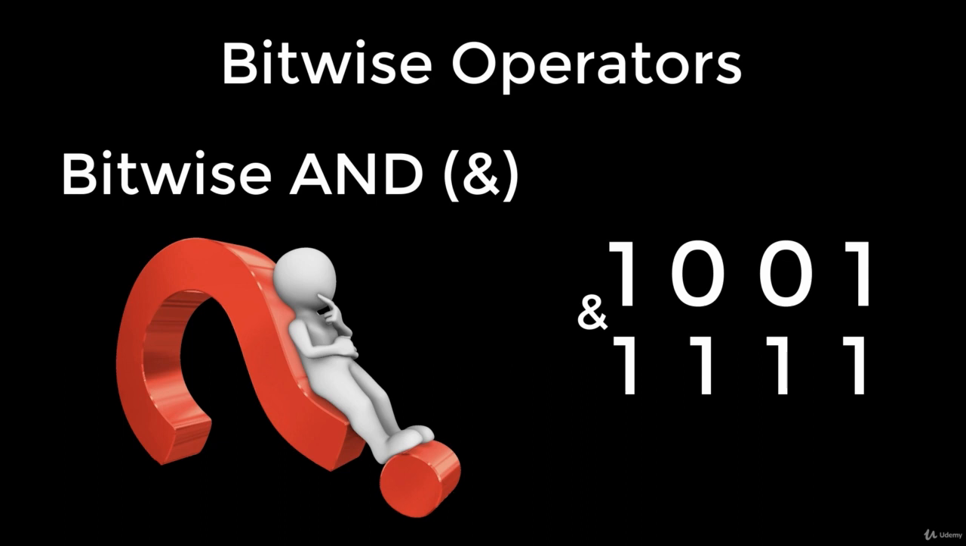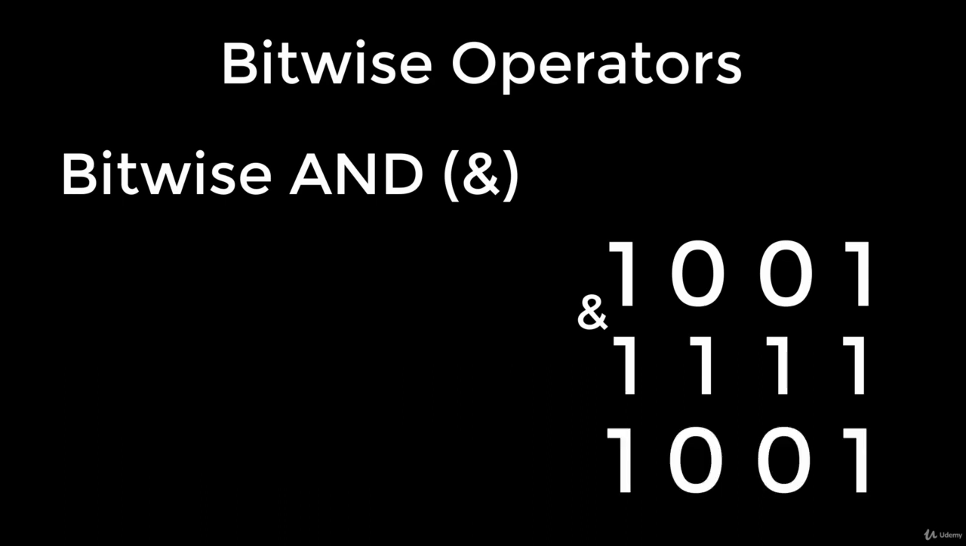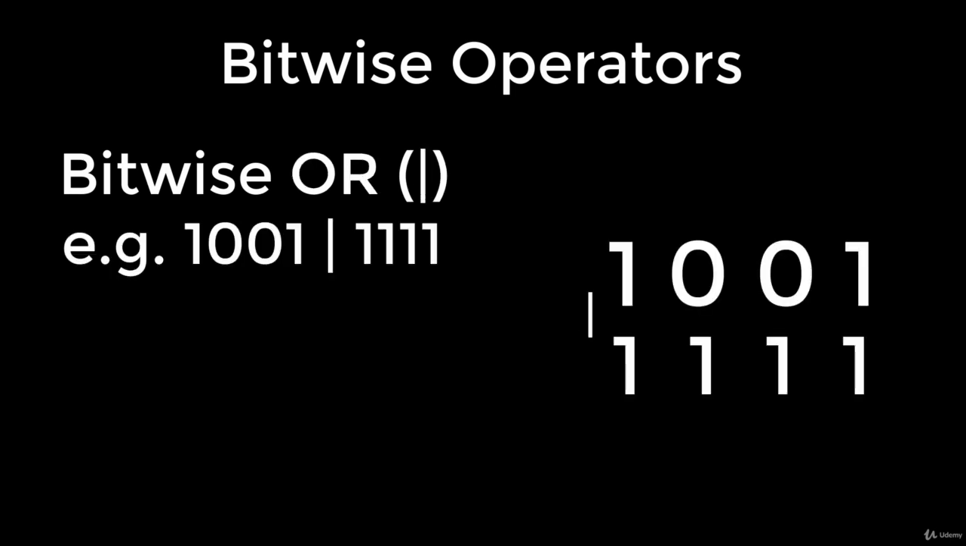How did you go? Did you get 1001? Notice the only time you will end up with a 1 is when both of the other two bits are set to 1. The bitwise OR operation combines the individual bits with an OR operator. In this case, we're going to perform the operation 1001 OR 111. Again, working from right to left, 1 OR 1 gives us 1, 0 OR 1 gives us 1, 0 OR 1 gives us 1, and 1 OR 1 gives us 1.